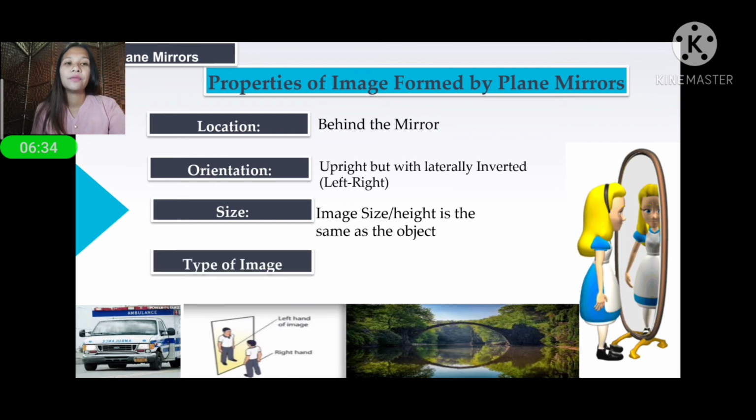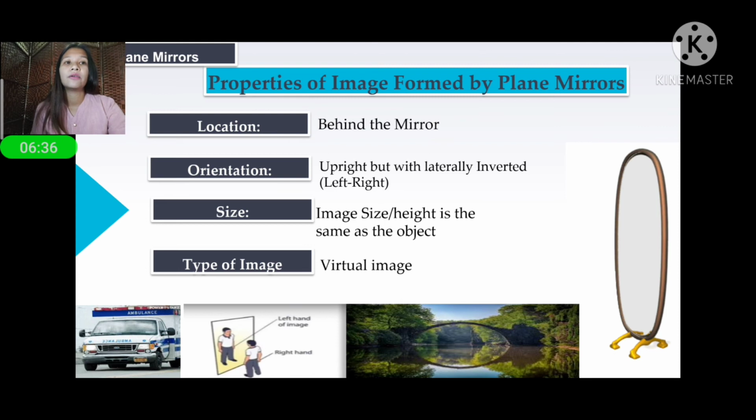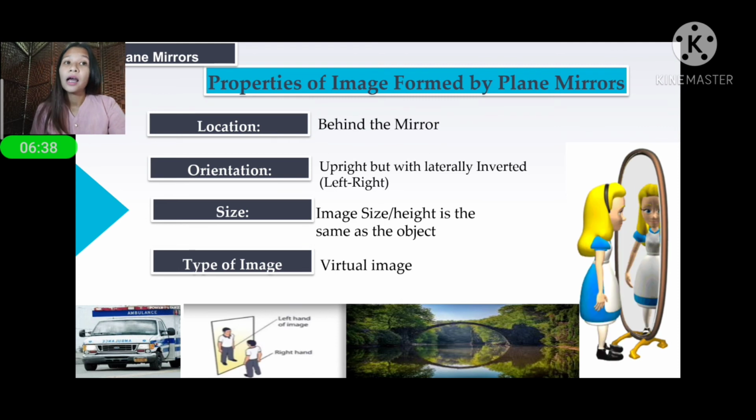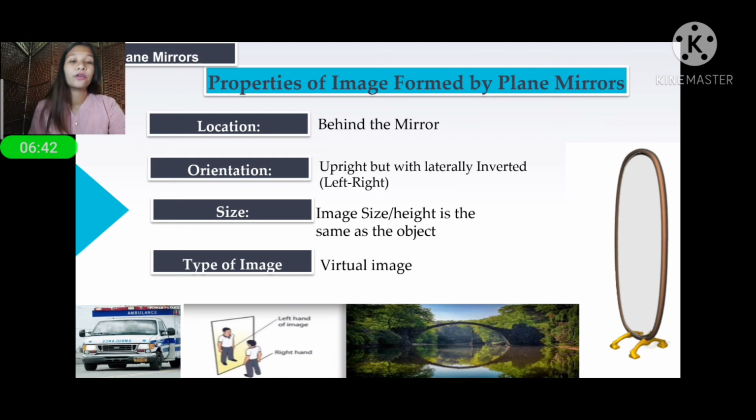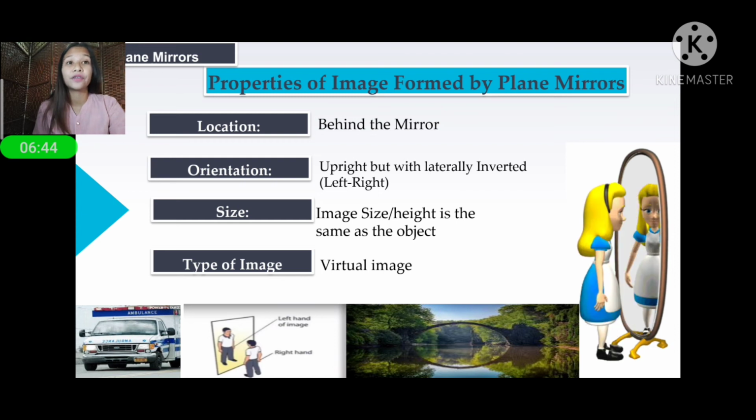We have the type of image. It is a virtual image because a plane mirror always forms an upright image, which means it is a virtual image behind the mirror.